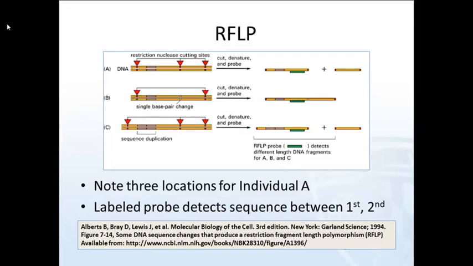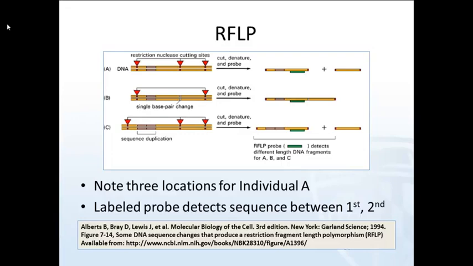A probe usually comes from a stretch of DNA where there is little or no variation in the population. That way the label would work on everyone. Note the size difference between all three individuals in the labeled fragment. Individual A has the shortest fragment. Individual C has a slightly larger fragment, thanks to the sequence duplication. Individual B has the really long one because an entire restriction site was removed.